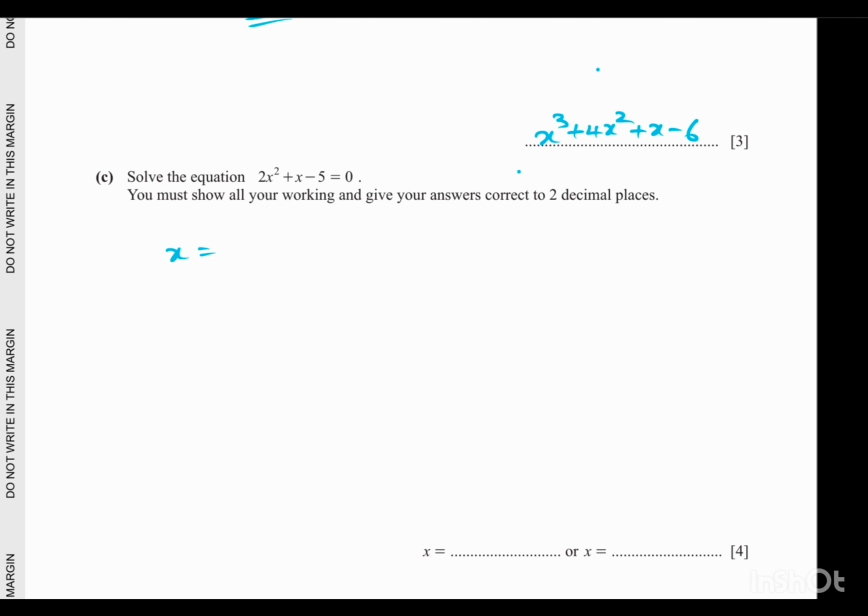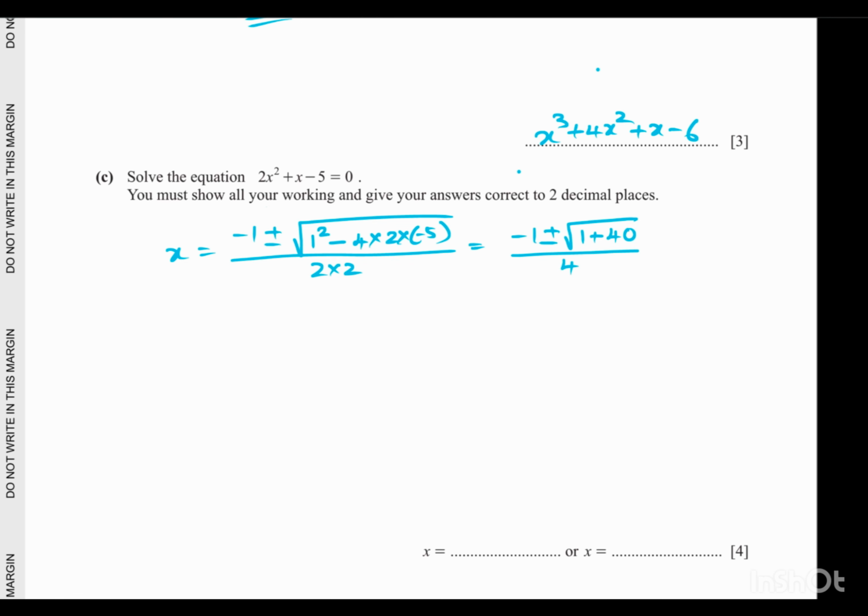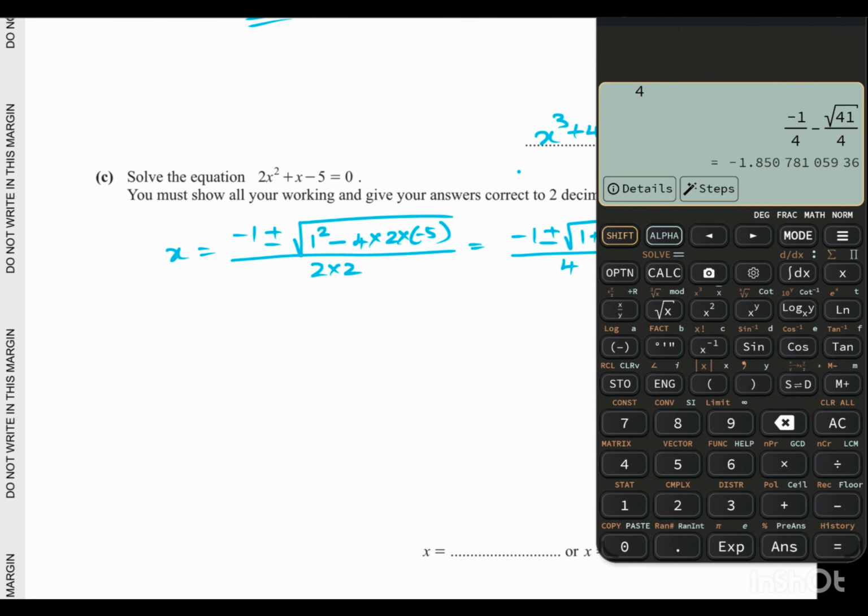So here minus b means minus 1 plus or minus square root of b square, which is 1 square, minus 4 into a, which is 2, and c is minus 5, by 2a, which is 2 into 2. So minus 1 plus or minus square root of 1 square is 1, minus 4 into 2 is 8, 8 into minus 5 is minus 40, so plus 40, by 4. So this will be minus 1 plus or minus square root of 41 by 4. Use the calculator for each sign here.